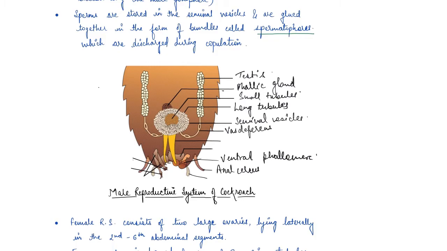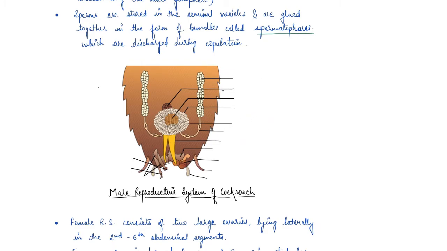Now basically the sperms are stored in the seminal vesicle and they are glued together in the form of bundles. These bundles are known as spermatophores, and these bundles are discharged during copulation, right? So this basically is the ventral and this is the right phallomere. And this duct is the ejaculatory duct. So guys, this is the entire male reproductive system, right?